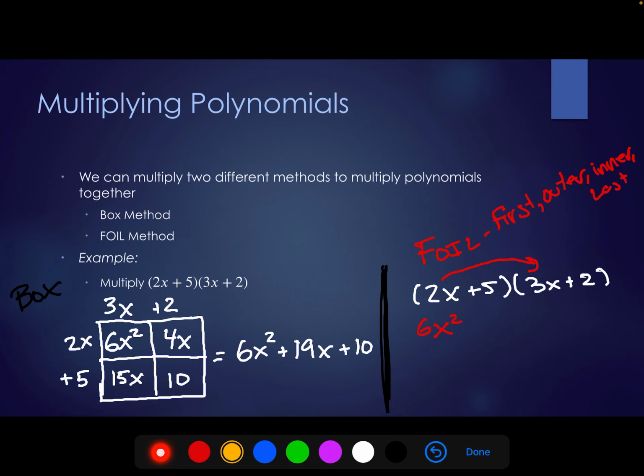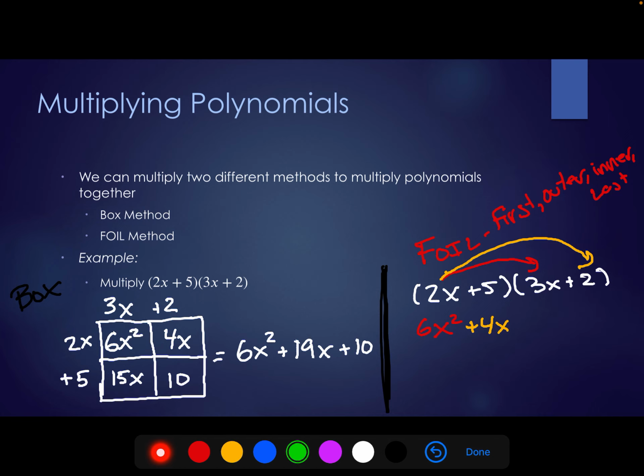Now we're going to multiply the two outer terms together. So the outer terms are 2x and 2. So we multiply those together. 2x times 2 is 4x. And that's a positive 4x, so we're going to add that.